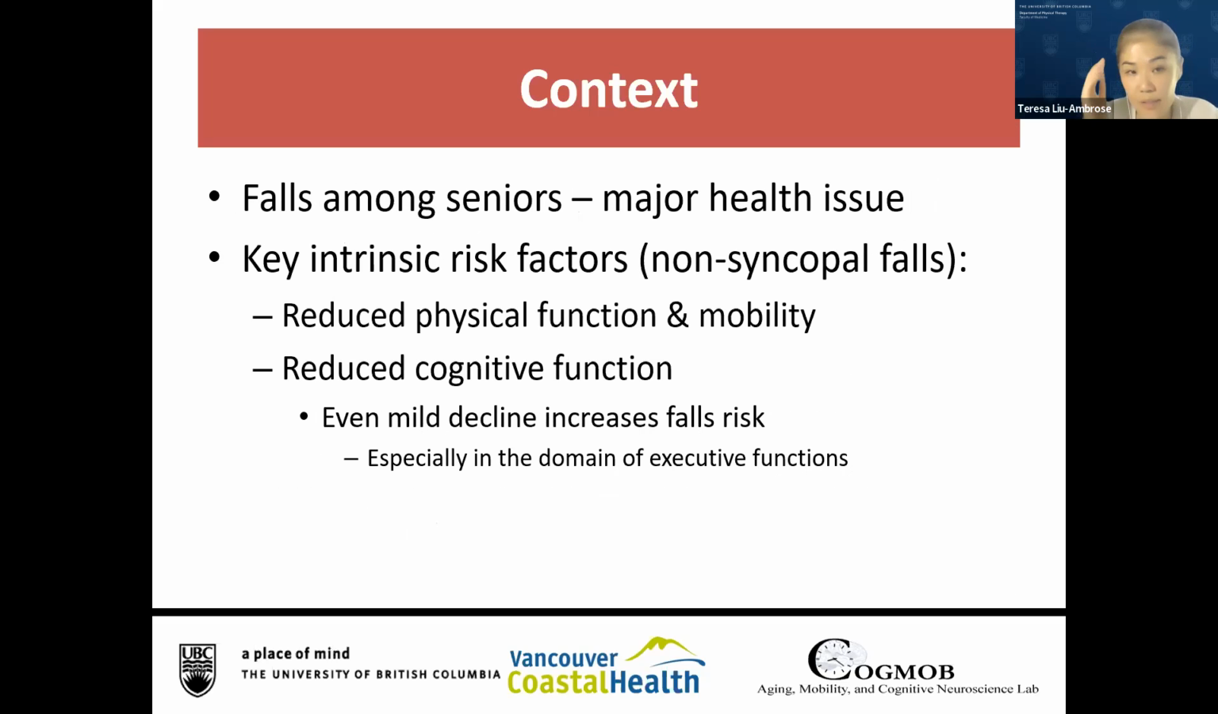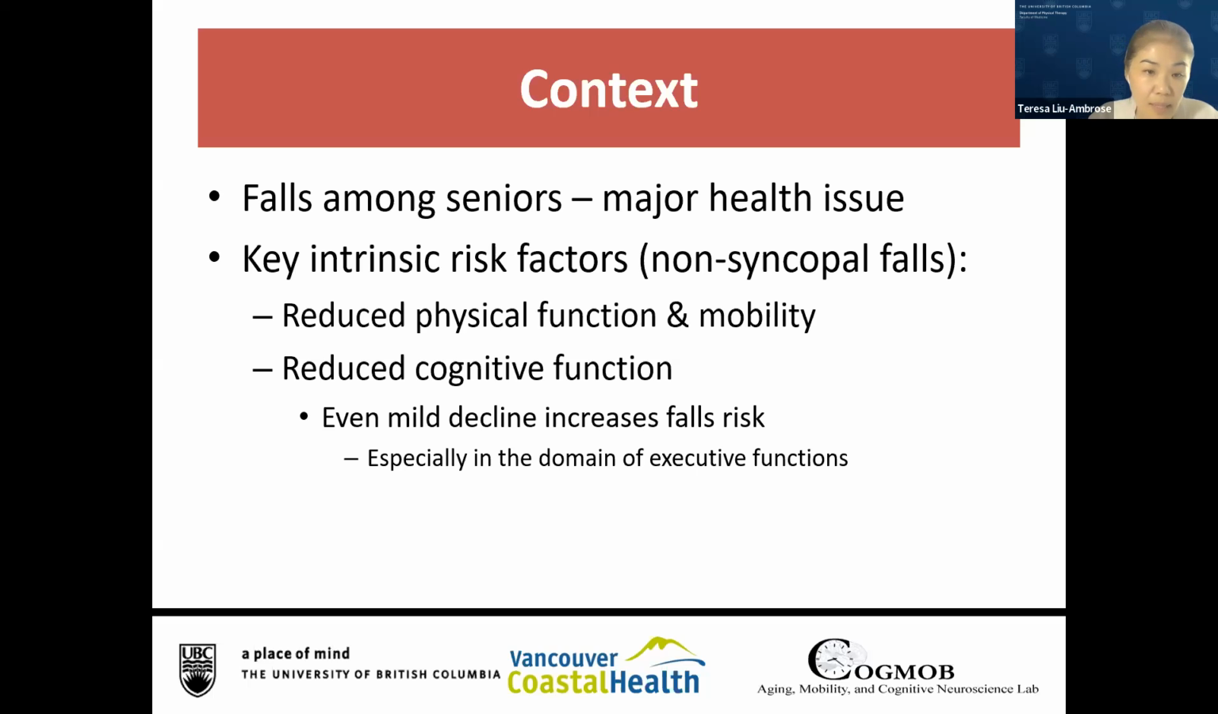So to begin, obviously, we all recognize that falls among seniors is a major health issue, and that key intrinsic risk factors for non-syncopal falls include one's physical function, such as their muscle strength, their ability to balance, as well as their mobility, such as how quickly they can walk at their usual gait speed.